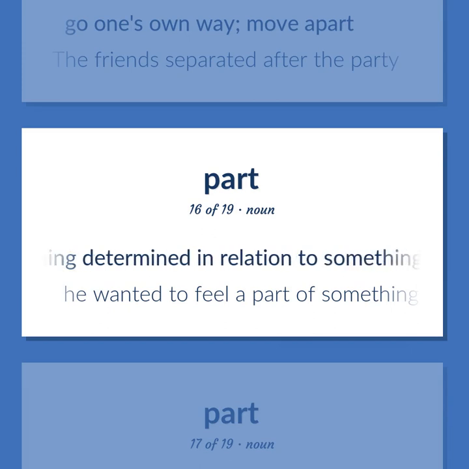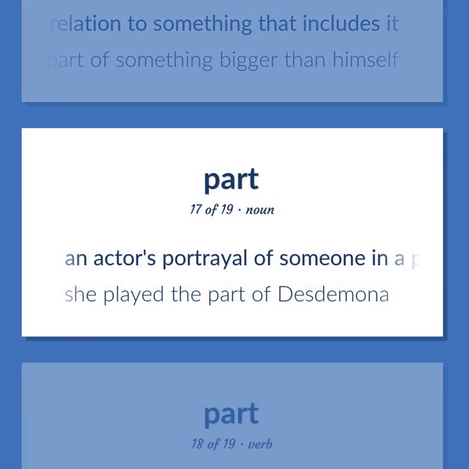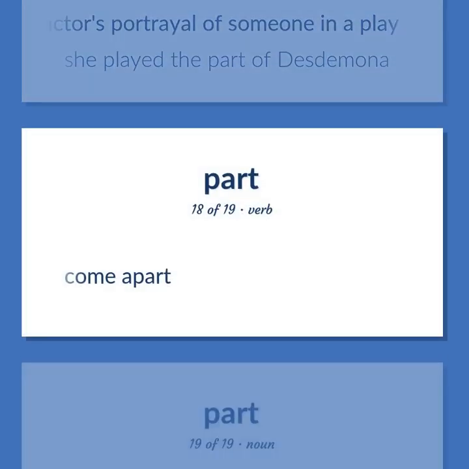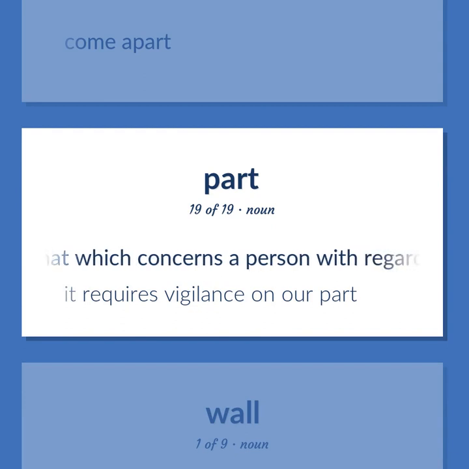Something determined in relation to something that includes it. He wanted to feel a part of something bigger than himself. An actor's portrayal of someone in a play. She played the part of Desdemona. Come apart. That which concerns a person with regard to a particular role or situation. It requires vigilance on our part.